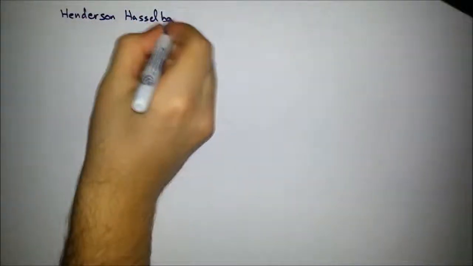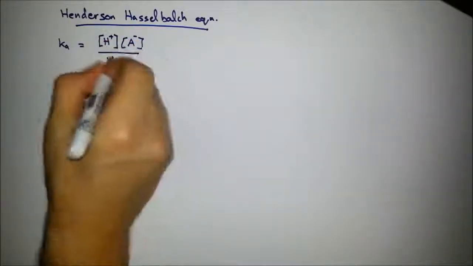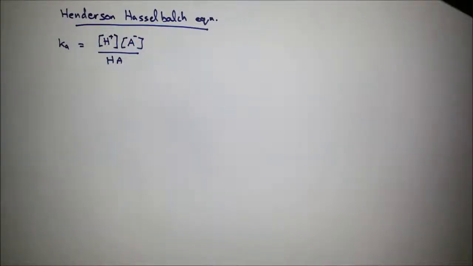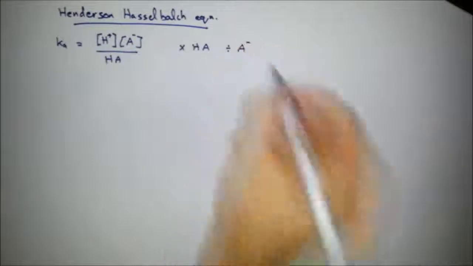Now let's talk about the Henderson-Hasselbalch equation. First of all, we'll write the equation of acid dissociation. In order to have the proton's concentration alone on one side, we'll multiply both sides by the acid concentration and divide both sides by the base concentration.